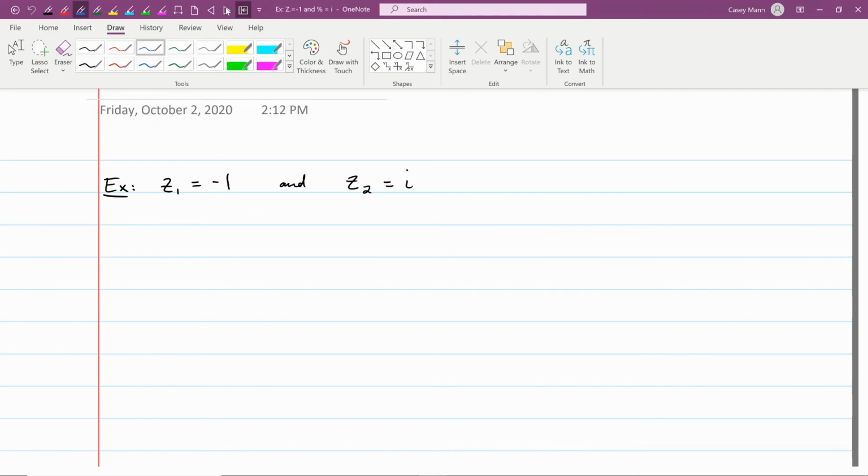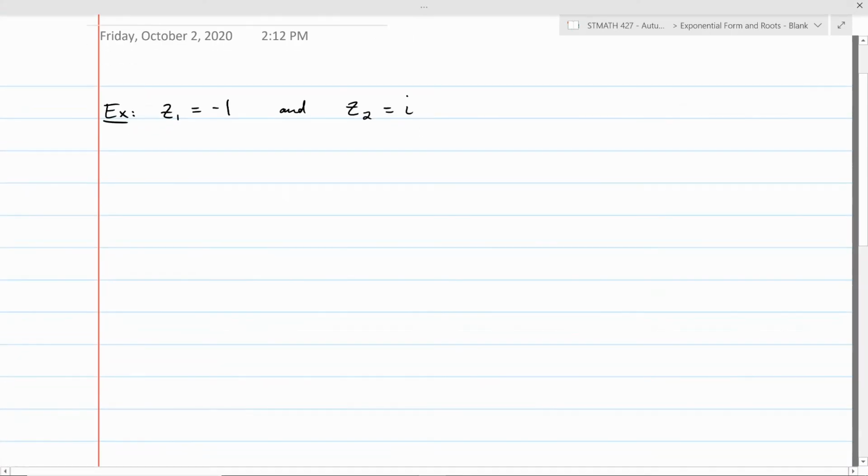Okay, so let's have a look at an example here that kind of illustrates how these arguments are related to one another. I tried to pick some kind of easy to visualize complex numbers.